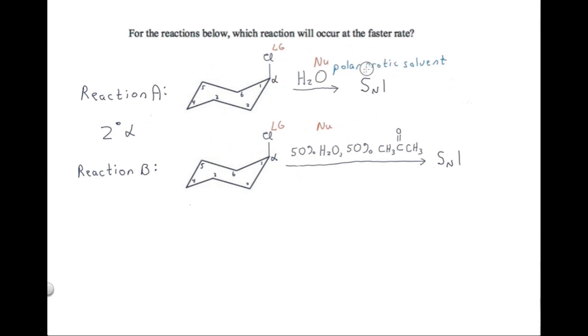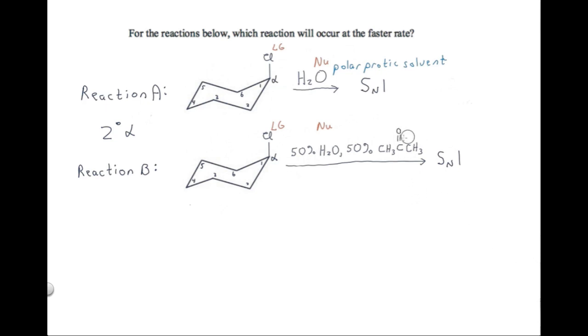It's protic because it has an OH bond. In fact, it has two OH bonds. Now, what's the solvent in reaction B? Well, notice that in reaction B, we have 50% water and 50% acetone. That means that the solvent is a mixture of water and acetone, a solvent made of 50% water and 50% acetone.